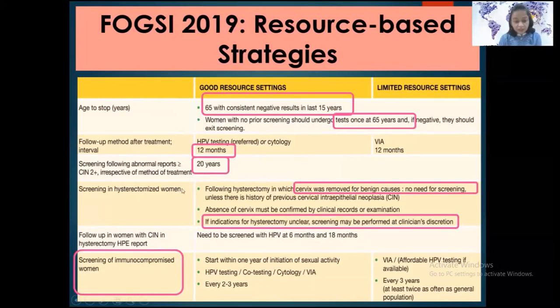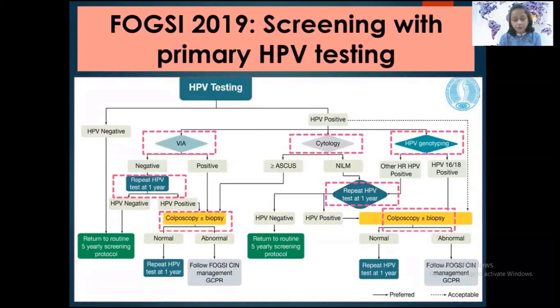So for hysterectomized women, they say after hysterectomy, you can stop screening provided the hysterectomy was done for an unrelated cause. And they have also given some recommendations for screening in immunocompromised women. And they say that screening should begin within 1 year of the initiation of sexual activity. And any of the screening tests can be used depending upon your resources. However, shorter intervals of 2 to 3 years should be preferred.